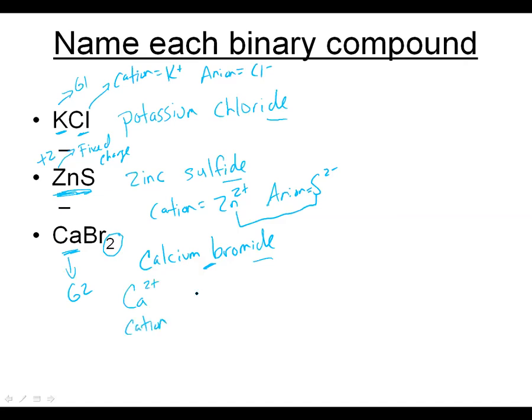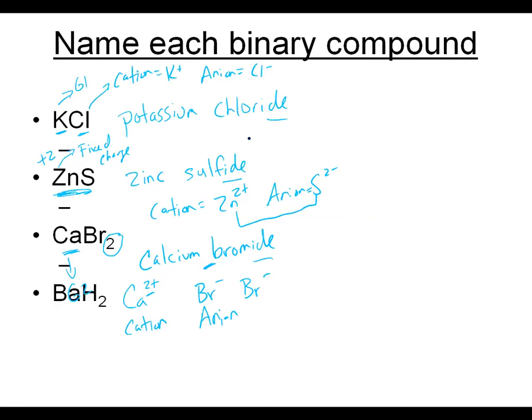And our anion is bromine, which is group 7, which is -1. To balance it out, since this is +2, we need 2 of these guys, but again, that has no effect on the actual name. Any questions on any of those examples there for type 1? Okay.